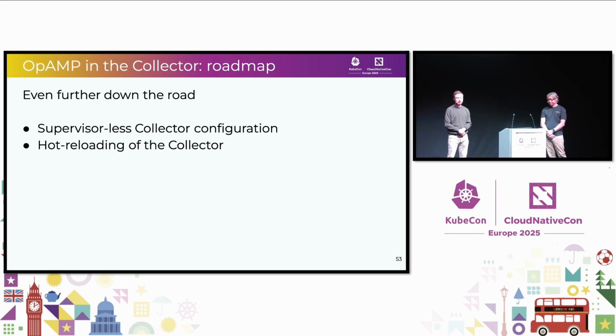Even further down the road, we have designs for supervisor-less collector configuration. So this is running the collector, putting all of the OpAMP bits in, making the collector really speak OpAMP, so you don't need a supervisor in all cases. Again, we have some designs for this, but implementation is not really started or planned. And then something that would be really cool would be hot reloading of the collector, so that just the bits that you change when you do a configuration update are actually reloaded in the collector. This is going to be highly intricate. It's going to be an involved process. Currently also just in the ideation phase, but we welcome contributions, so if anybody would like to see this, we'd love to hear what you have.